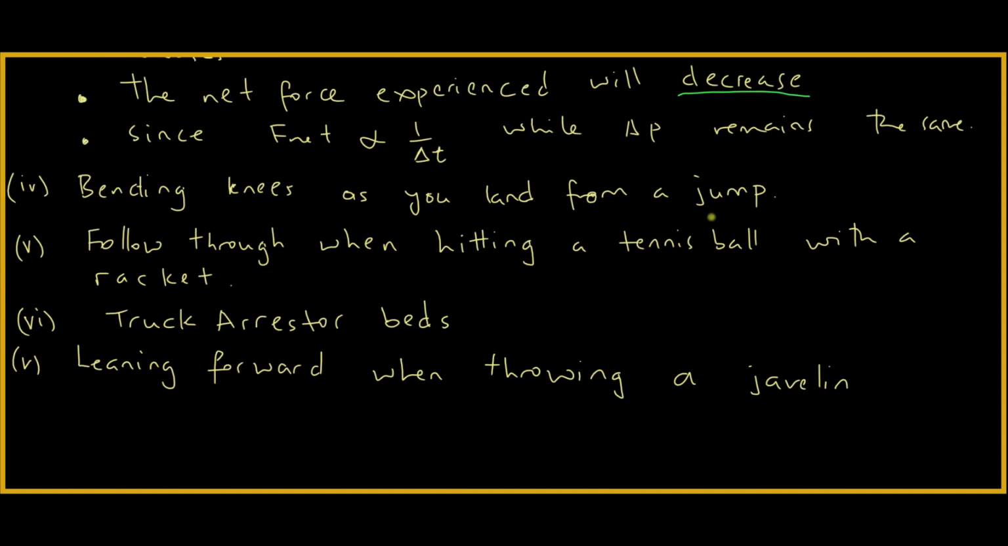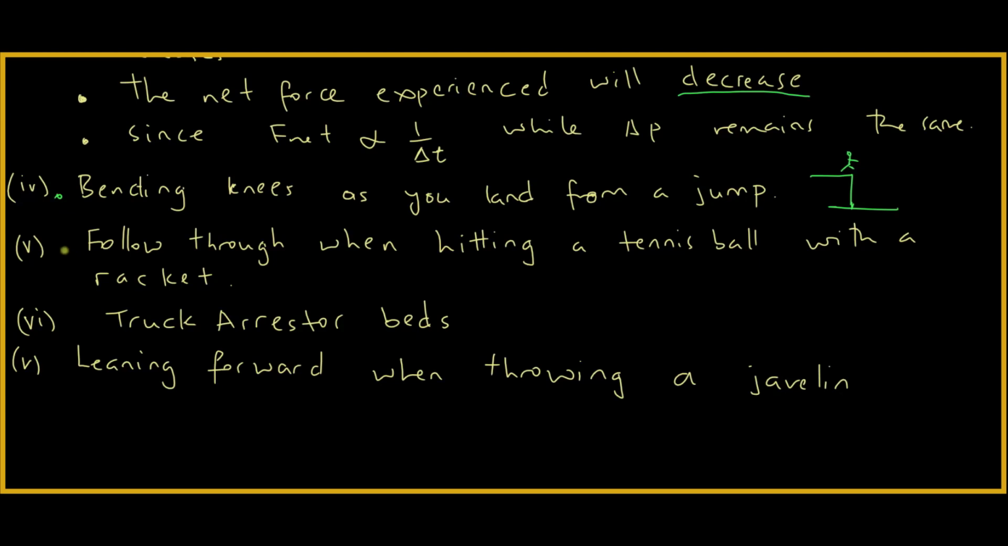Bending the knees as you land from a jump. Why do we bend our knees as we land on the ground after jumping from a certain height? Why do you have to bend your knees as you land here? You do that so that you can increase the time over which the momentum can change. And once you do that, the net force that you're going to experience is less, so there are fewer chances of injuries there. Right? Okay, so go and find out more.